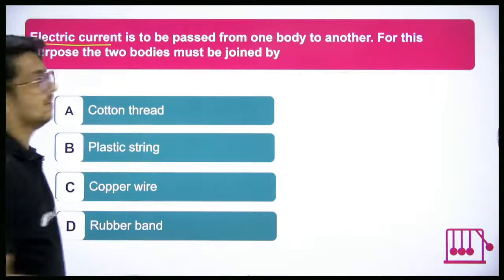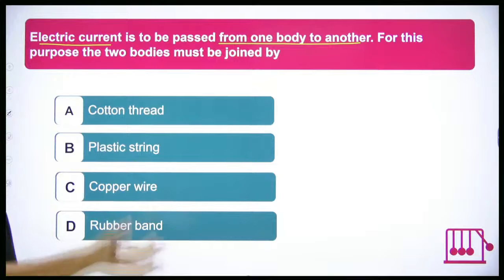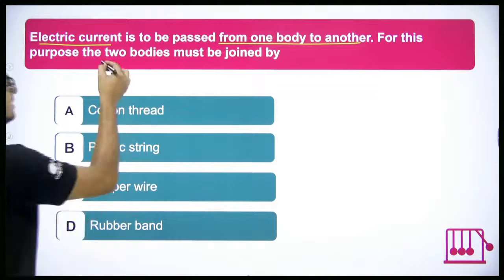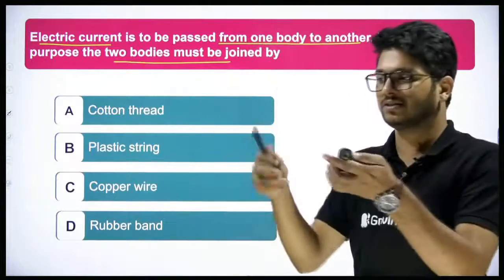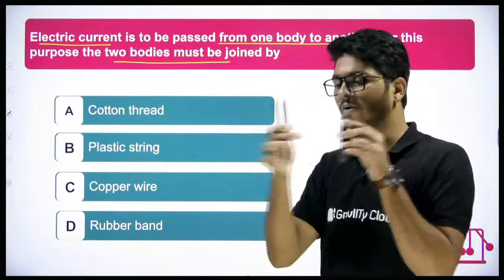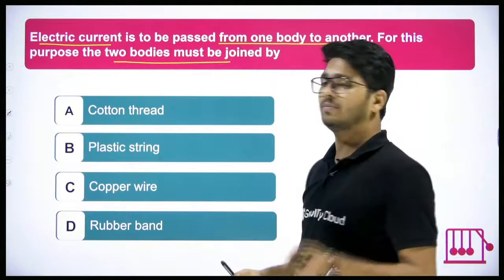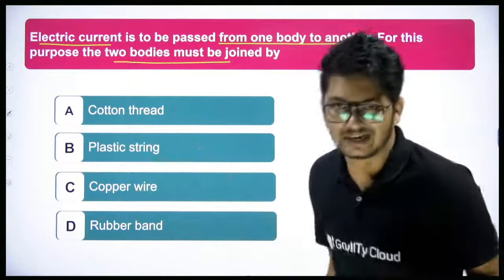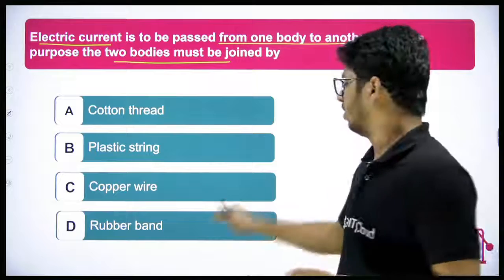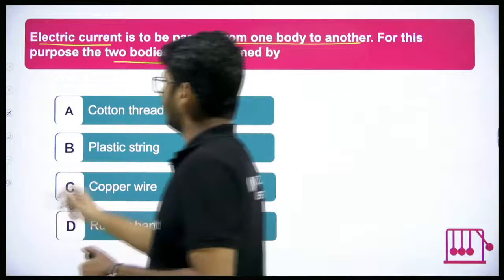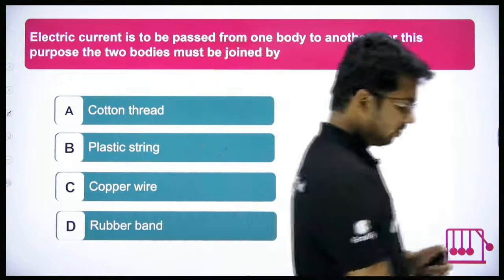Electric current is to be passed from one body to another. For this purpose, two bodies must be joined by, imagine two bodies, they are charged, current has to flow. So in between you have to connect them or join them. And to join them, should we use a cotton thread, a plastic string, copper wire, or a rubber band? Option A, B, C and D. What do you think? Which one should we use?